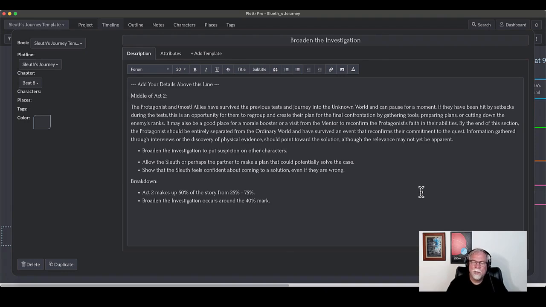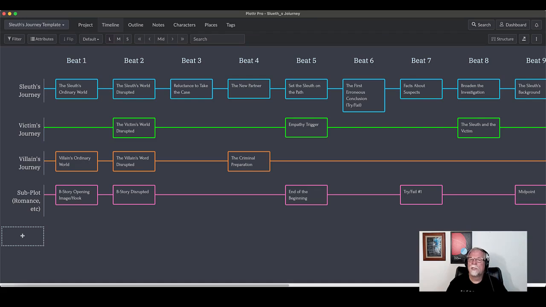Allow the sleuth or perhaps a partner to make a plan that could potentially solve the case. So they think they're on the right track. They think they're headed the right direction, and they make a plan that they're fairly confident about. Okay? So that's where we broaden the investigation.